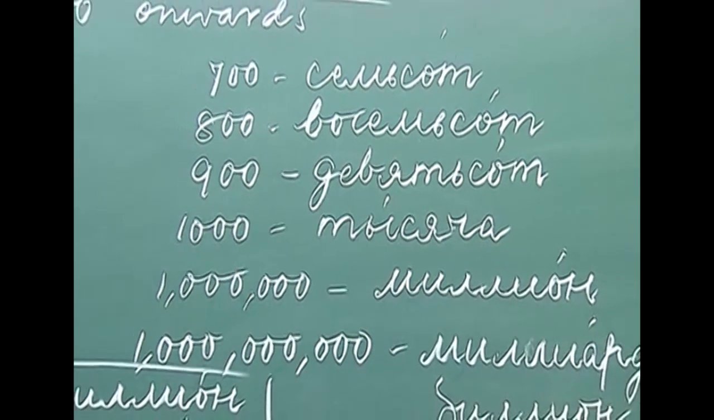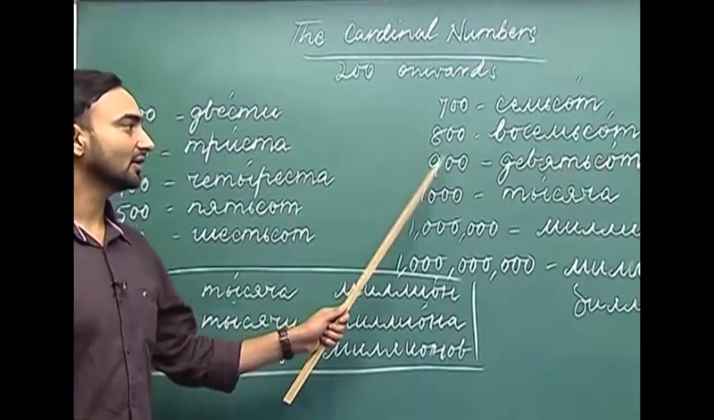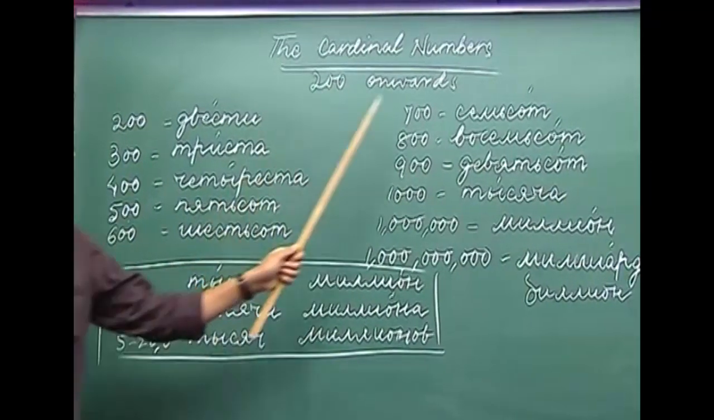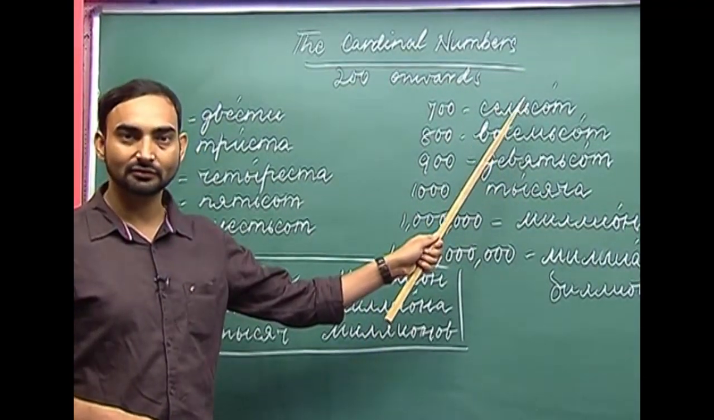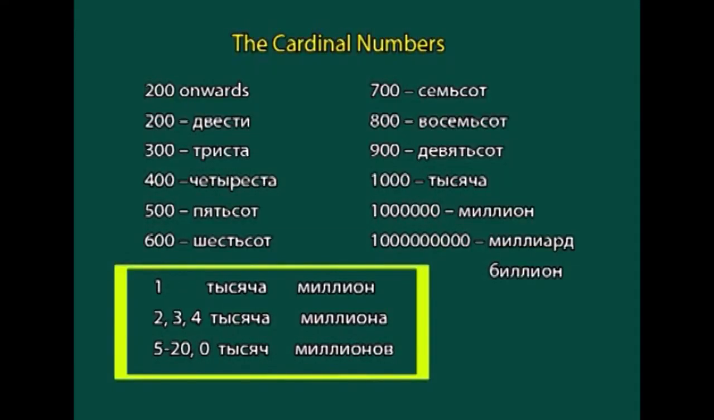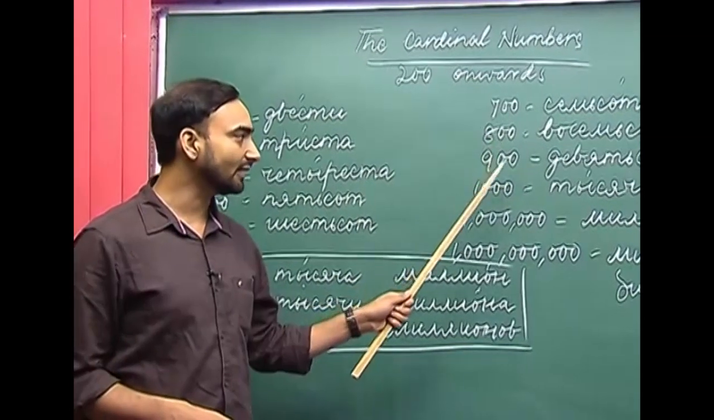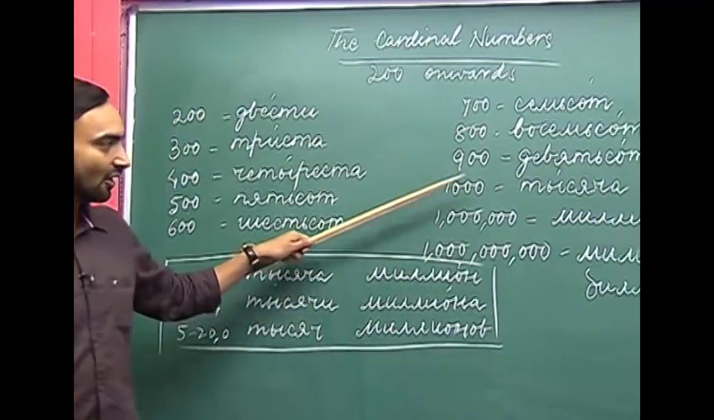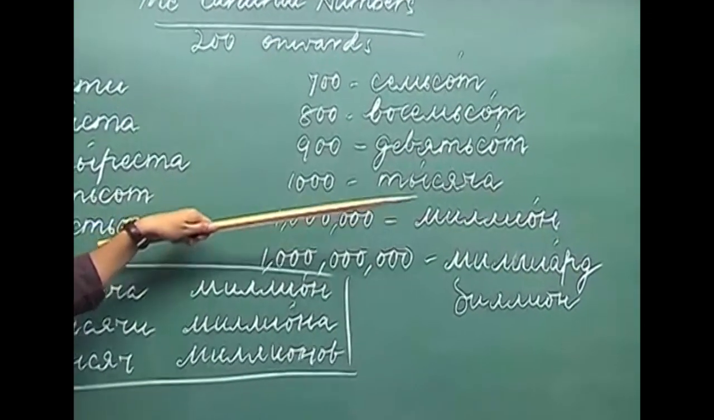If you look at the numbers from 500 to 900, you will find this is pyat', shest', sem', vosem' and devyat' plus sot. So, if you know the numbers from 5 to 9, it becomes very easy to remember 500 to 900. 1000 is different, it is tysyacha. Now comes 1 million.